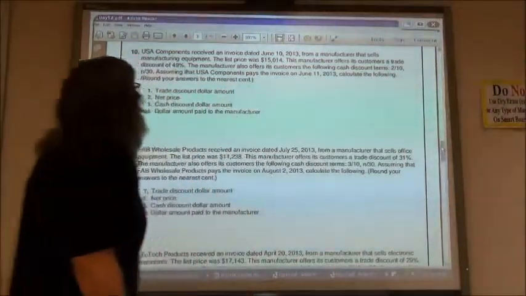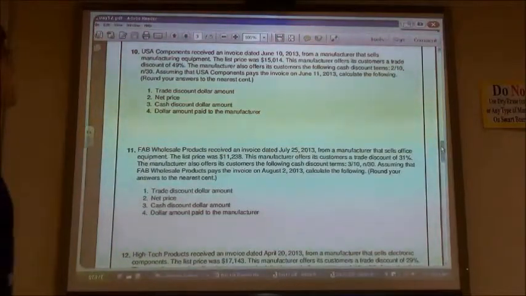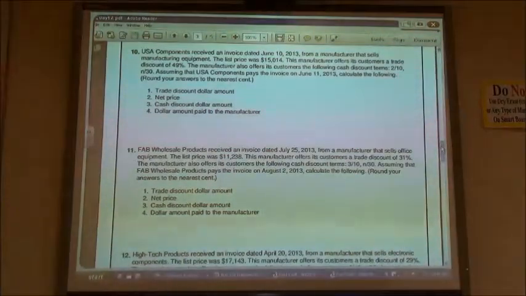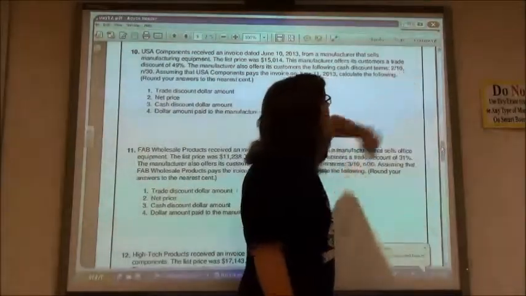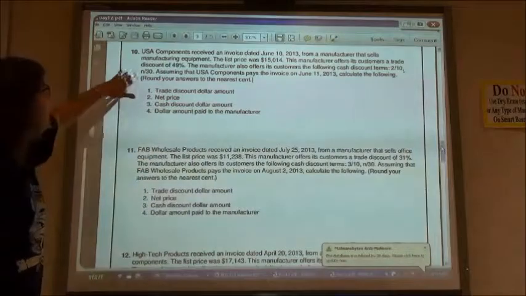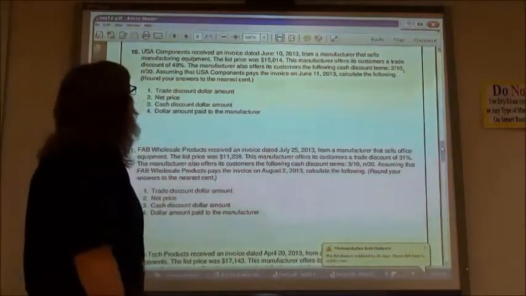Number 10, it says USA Components received an invoice dated June 10th, 2013 from a manufacturer that sells manufacturing equipment. The list price was $15,014. The manufacturer offers its customers a trade discount of 49%. The manufacturer also offers its customers the following cash discount terms. So I get a 2% discount if I pay it within 10 days. The net is due within 30 days. Assuming that USA Components pays the invoice on June 11th, calculate the following.